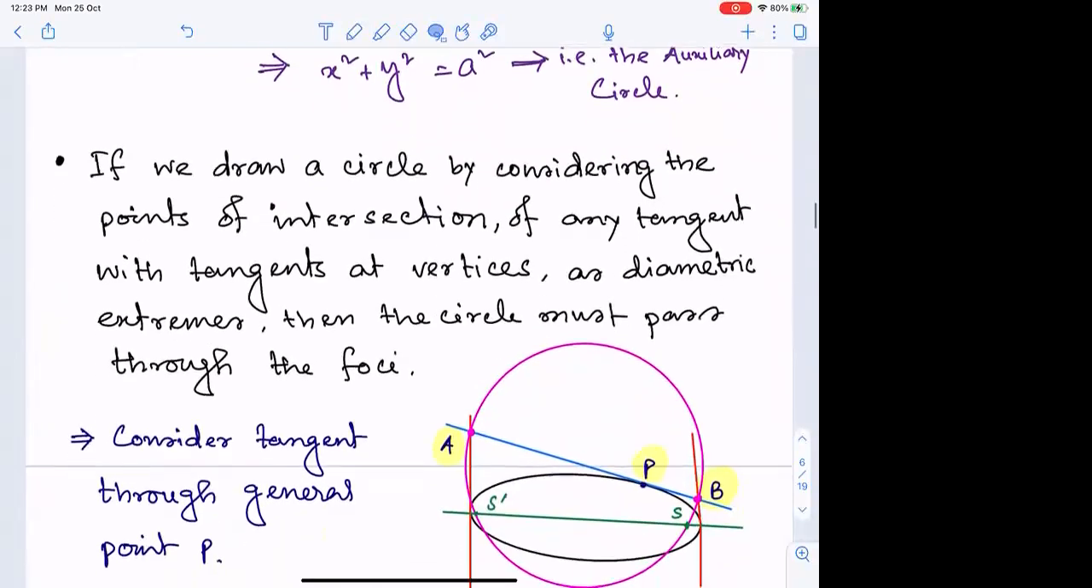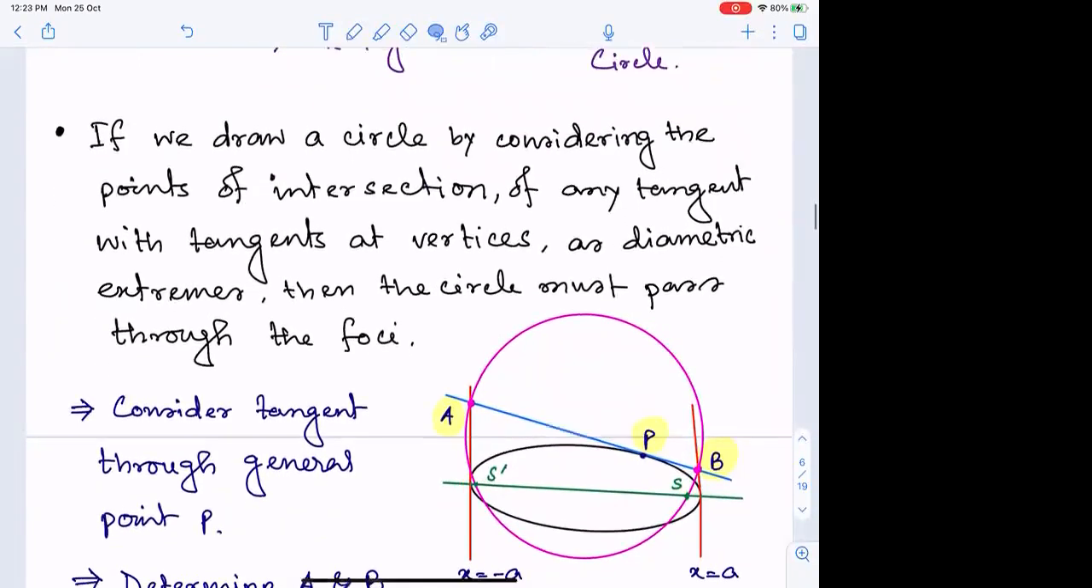And draw this diagram. What's been stated is that firstly we will have the ellipse and its tangent through vertices. Draw any random tangent, where it will intersect the tangent at vertices, like over here has been shown as A and B. If you draw a circle with AB as diameter, it is supposed to pass through the foci S dash and S.